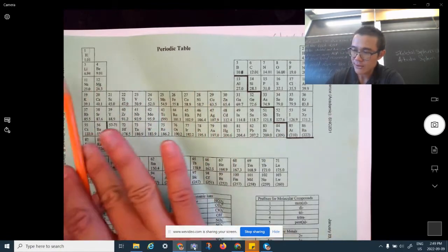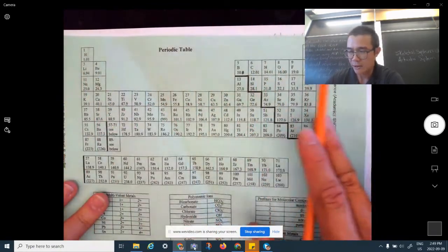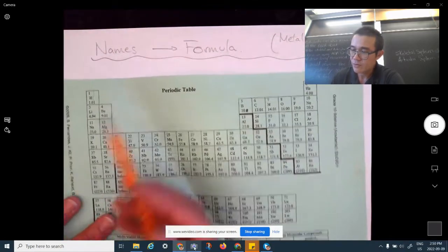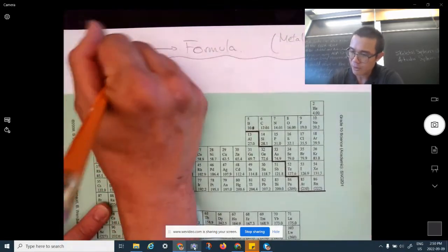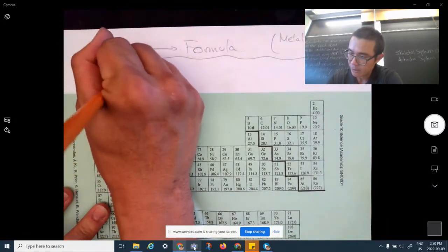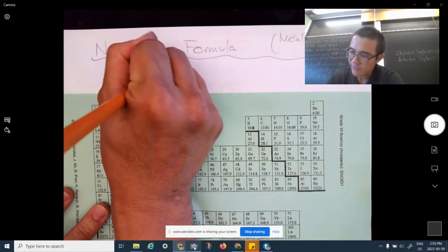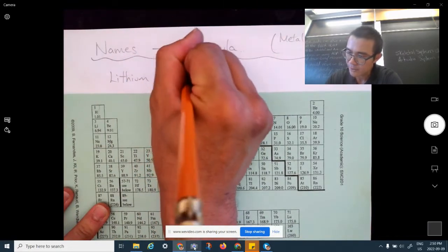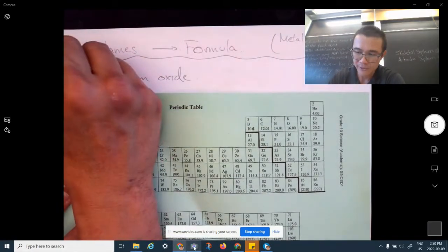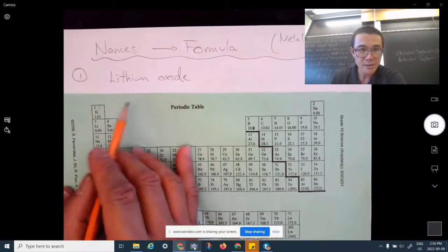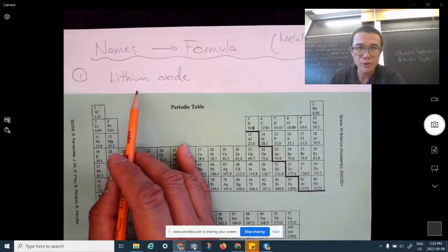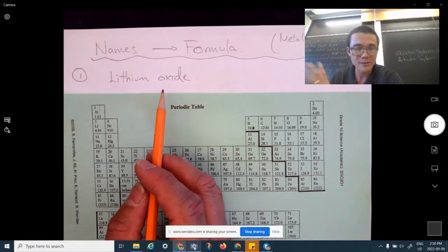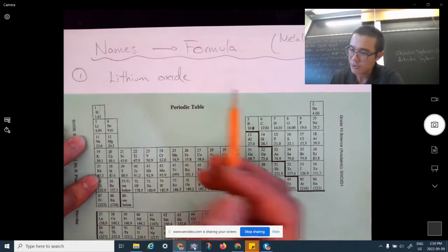So whenever you see one of these metals and non-metals combining together, you can tell from the name. So for example, I'm just going to make one up right now: lithium oxide. Okay, lithium oxide. That will be the first example. In this case, first off, you do need to know the names and symbols of the elements. That's one of the things you need to start.